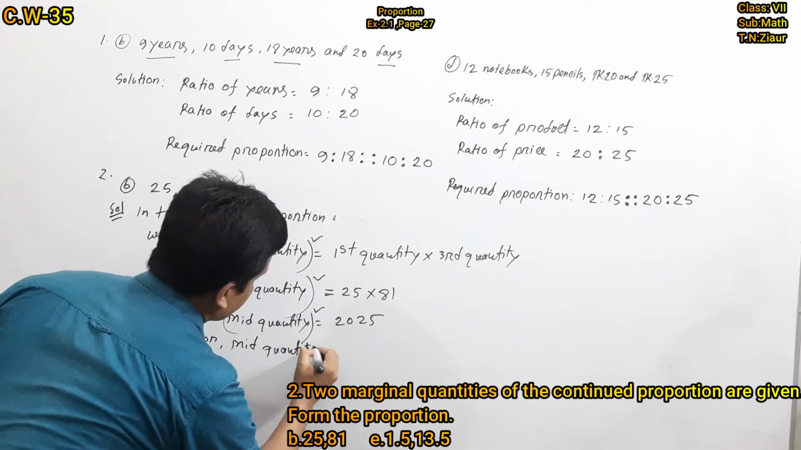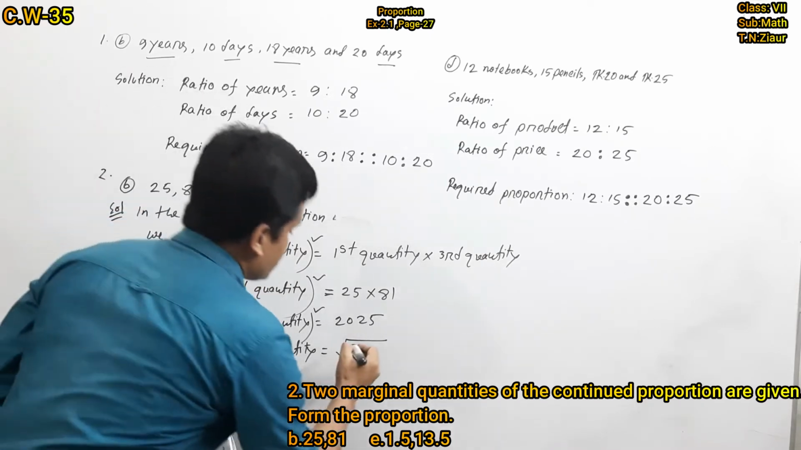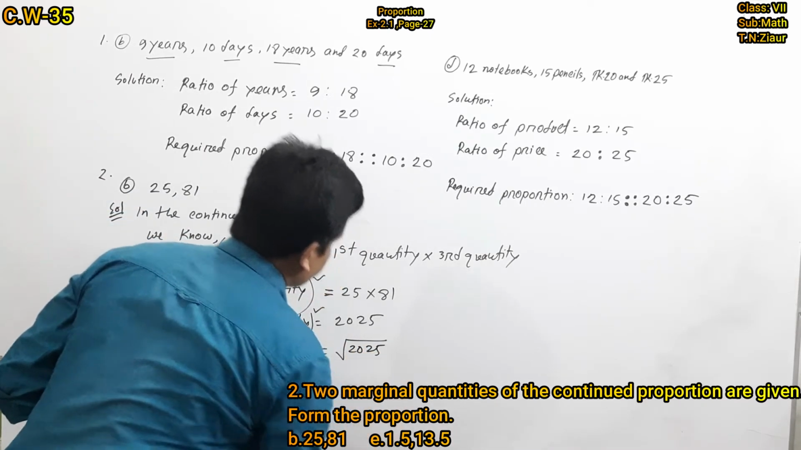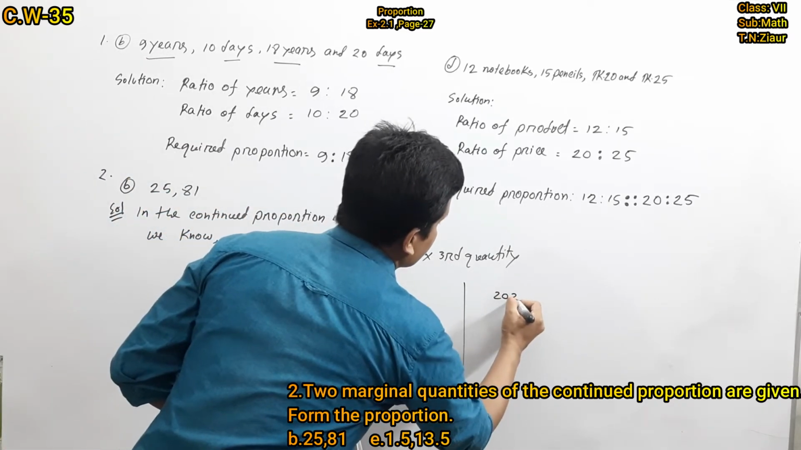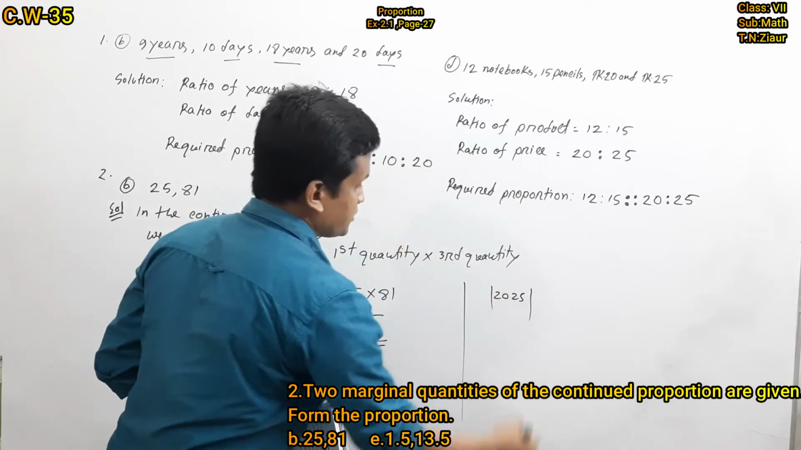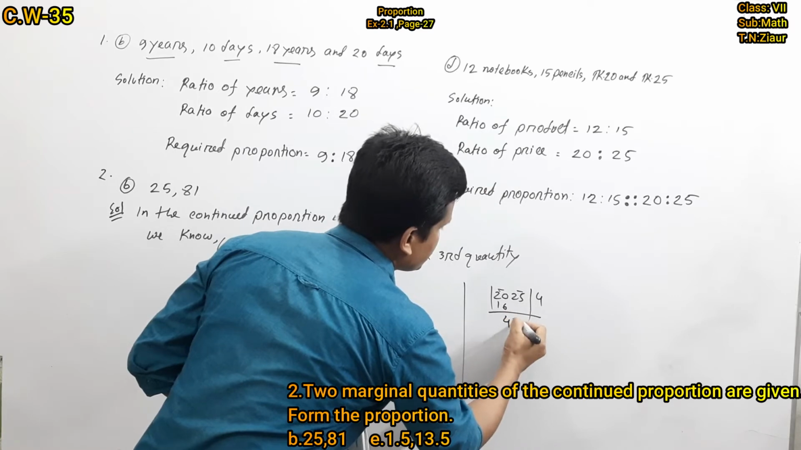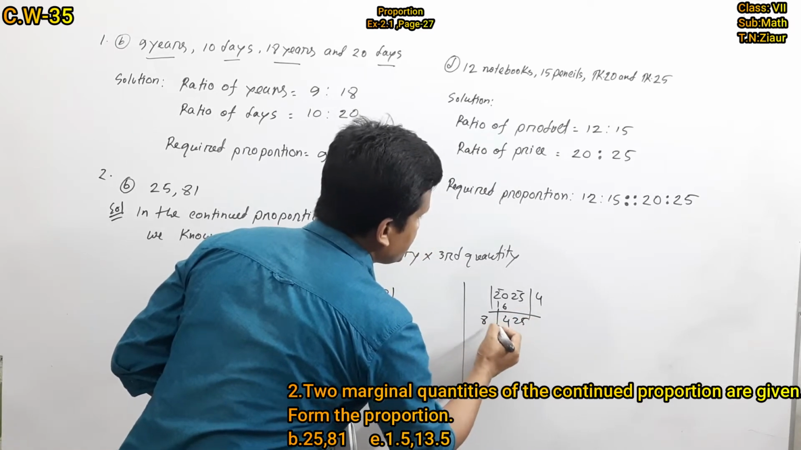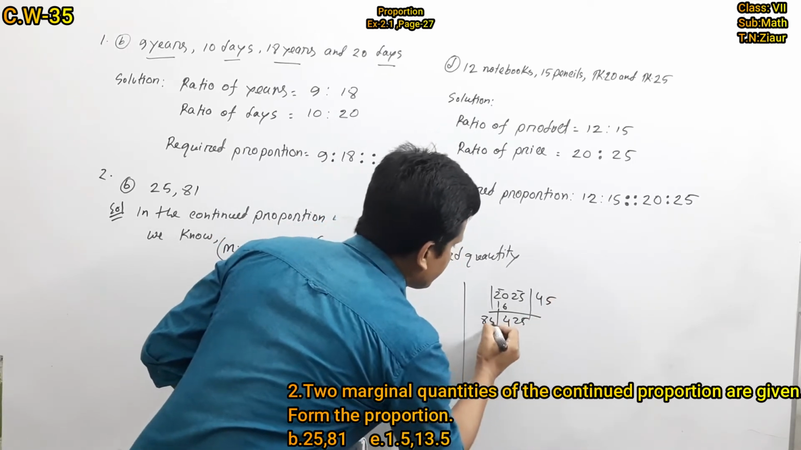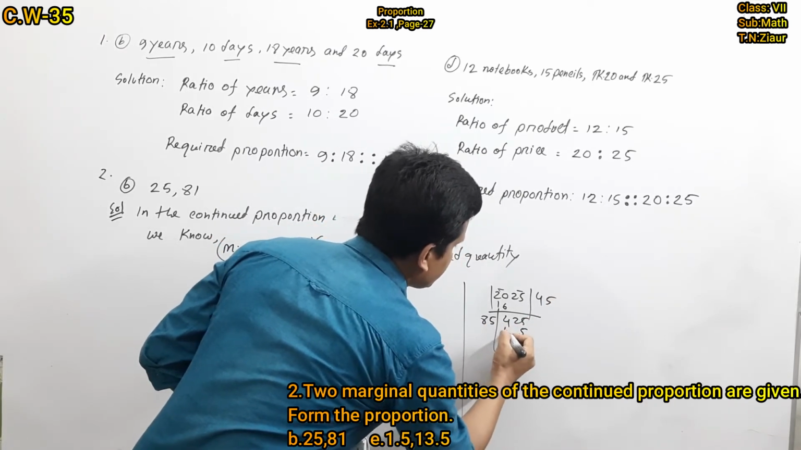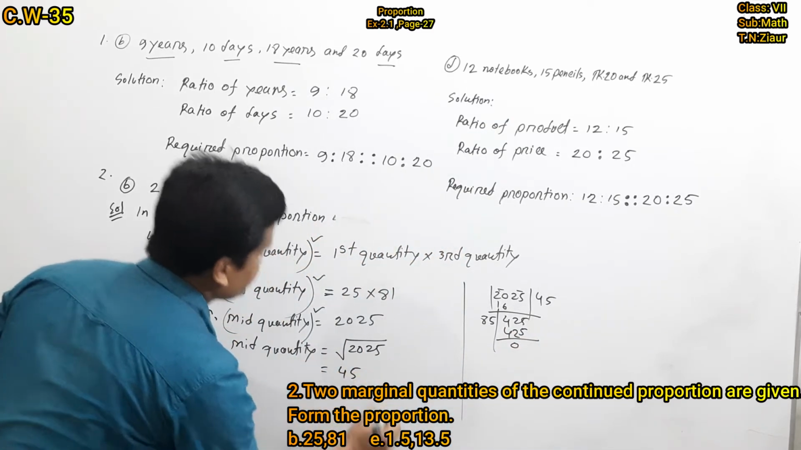Okay, so mid quantity, just we are finding the mid quantity, so just keeping the square root on both sides, so it will be root 2025, right? Now we have to find the square root of 2025. Students, you know how to find this one. So make groups: 4 4s are 16, so 4, then 4 will be 8, and 5 5s are 25, 5 8s are 40, yes 45. Okay, so 45 is the mid quantity, right?